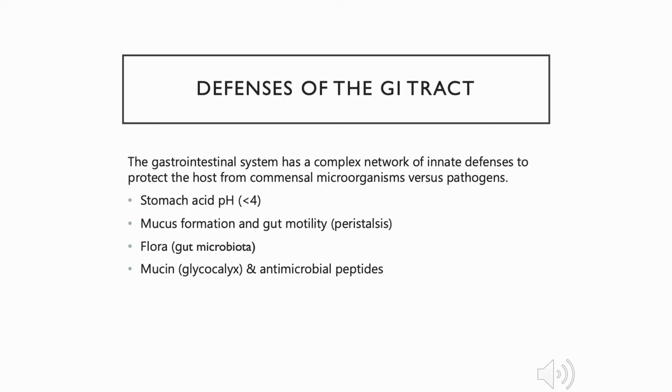The gastrointestinal tract has very unique defense systems. It has a complex network of innate defenses to protect the host from commensal microorganisms versus pathogens. Commensal microorganisms are good, whereas pathogens are bad. The defenses of the GI tract include the stomach acid, which is very low, lower than 4, mucus formation of the gut, and gut motility, which is also known as peristalsis, flora, which is known as the gut microbiota, and mucin, as well as antimicrobial peptides. These all help to provide barriers and destroy pathogens.